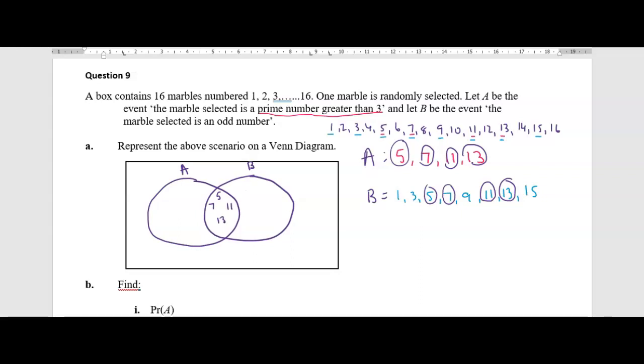And then for B we've got 1, 3, 5, 7. Oops. They've already been counted. Let's just rub them out. 1, 3, 9 and 15. And then whatever you're left with goes on the outside. So we're going to have 2, 4, 6, 8, 10, 12, 14 and 16. Okay, so that's what your Venn diagram will look like.